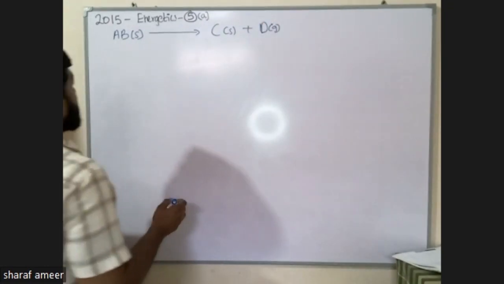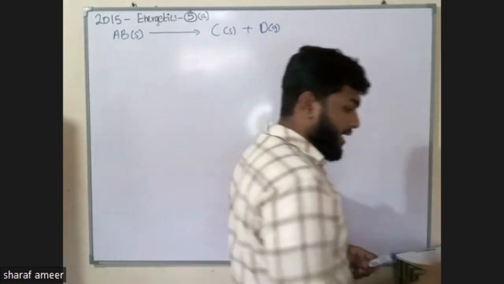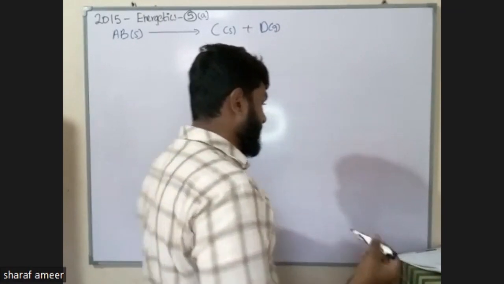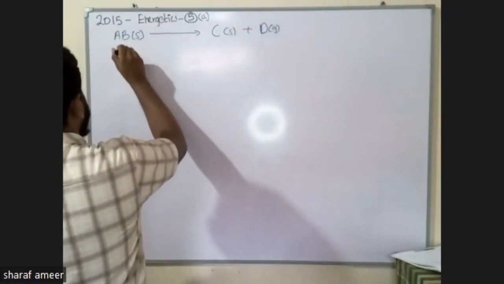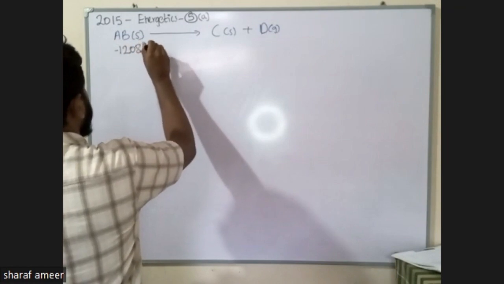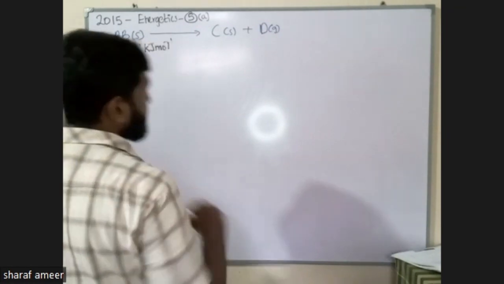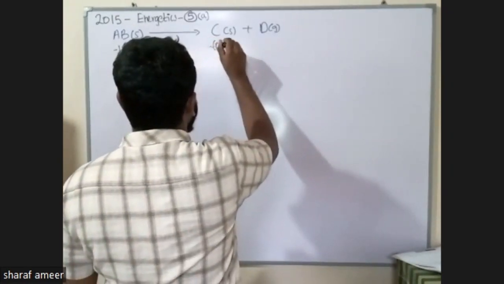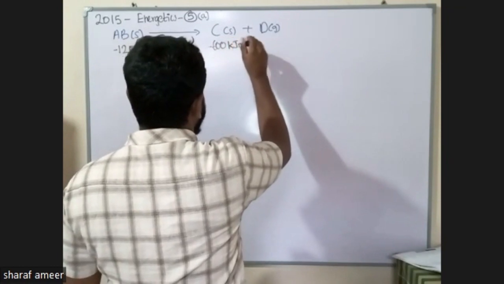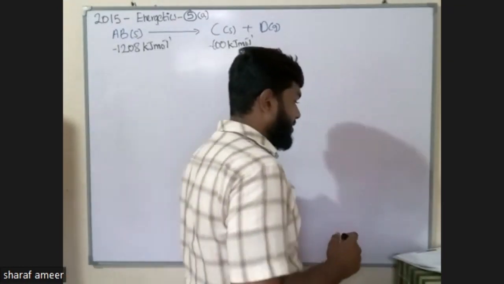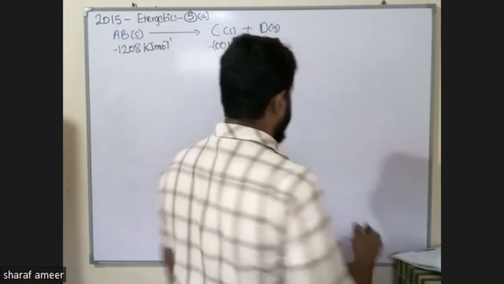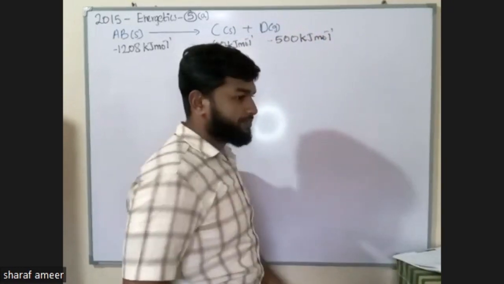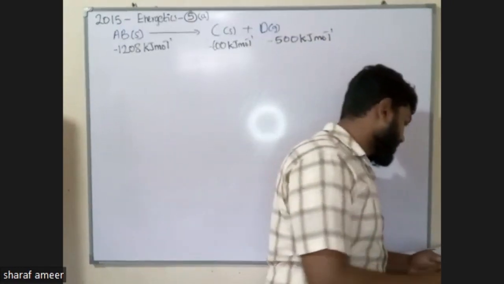Now the enthalpy change for AB solid formation is minus 1208 kilojoule per mole. For C solid, it is minus 600 kilojoule per mole. Then for D gas, it is minus 500 kilojoule per mole.